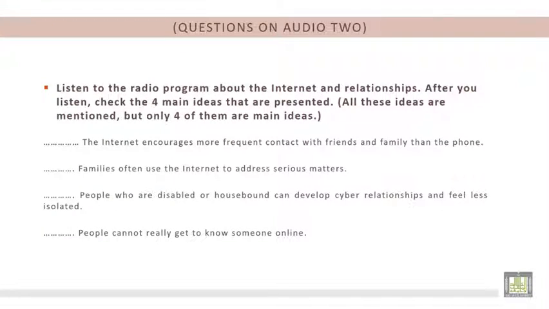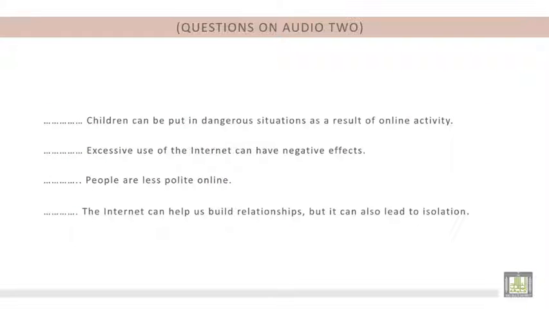The first main idea mentioned in this program was families often use the internet to address serious matters. The second main idea was people cannot really get to know someone online. The third main idea was excessive use of the internet can have negative effects. And the last main idea mentioned in this program was the internet can help us build relationships, but it can also lead to isolation. So these are the four main ideas mentioned in this program, and the rest of the ideas were secondary.